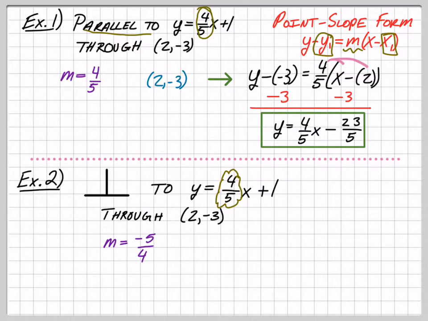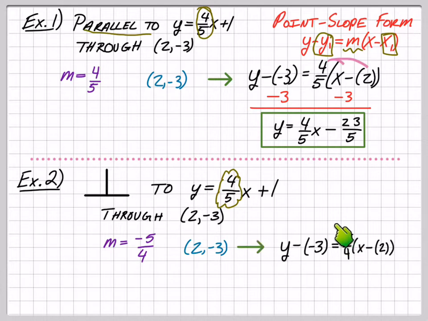So now we're kind of in the same boat as we were in example 1. We've got the slope. We know a point. Let's go ahead and throw it into point slope form. Use that point 2, negative 3. Let's throw it in point slope form. Make sure we get our slope correct in this case. It's negative 5/4.